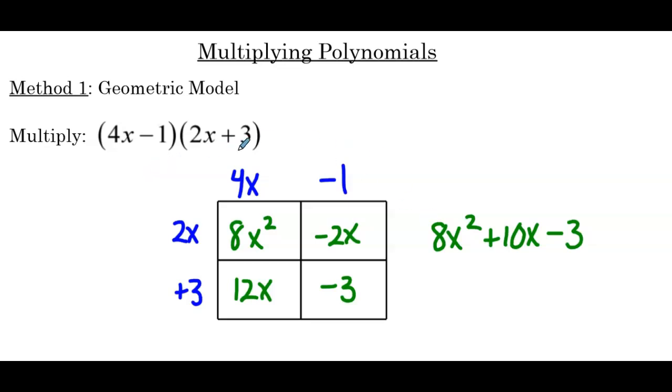Couple key things to look at. We had a binomial of degree 1 times a binomial of degree 1. The product is a trinomial of degree 2. It doesn't necessarily have to be a trinomial, but degree 2 is a good sign that we did our multiplication correct.